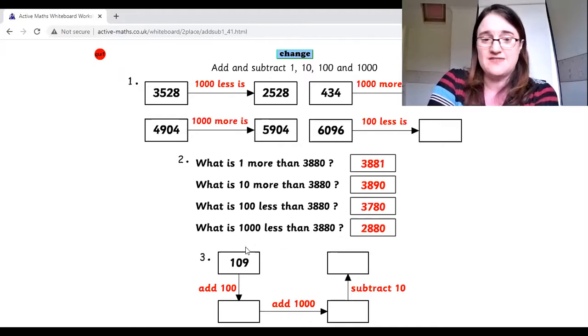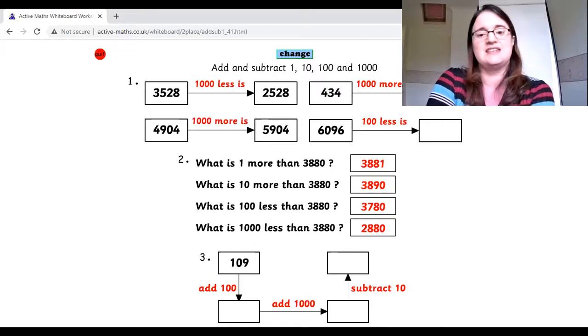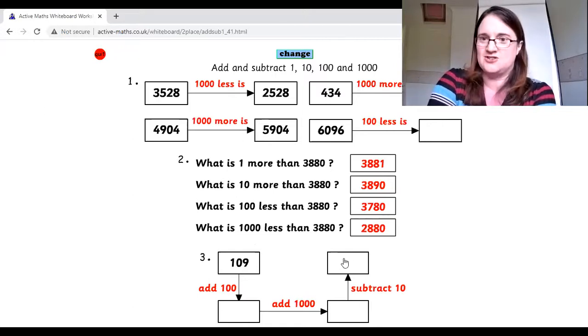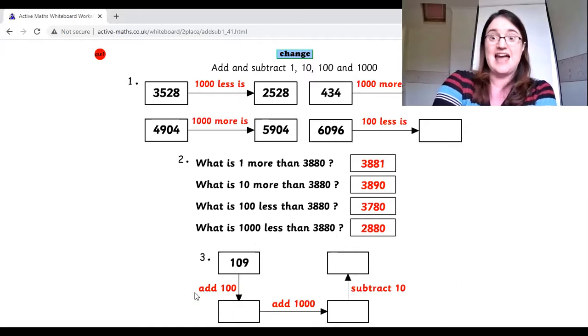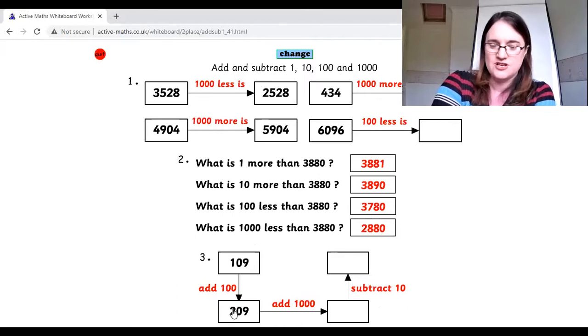Okay. The last bit of the challenge is almost like a conveyor belt. The number's going to start here, it's going to change, then it's going to change, then it's going to change. And we're going to end up with a new number. So we started with 109. Look carefully at the words. Add 100. So I'm going to end up with 209.